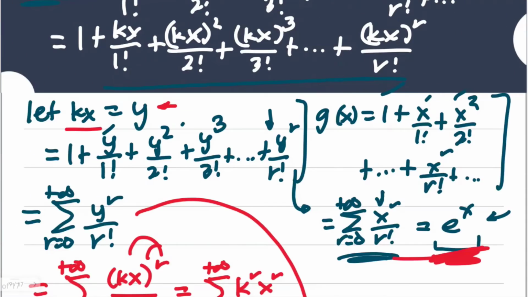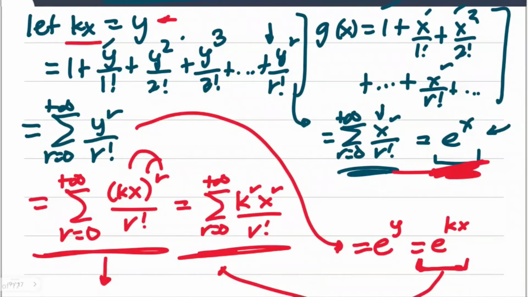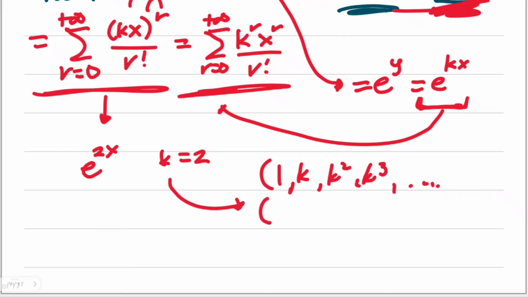So when you see something like this later on, I'm going to give you a hint here. Say for example, you're asked to give the sequence for e to the power of 2x. That means your k is equal to 2, right? So our sequence earlier was 1, k, k squared, k cubed, so on and so forth. So with k equal to 2, this is actually equivalent to the sequence 1, 2, 4, 8, and so on and so forth. So basically, that's an example for that.